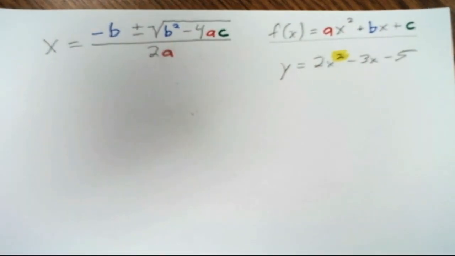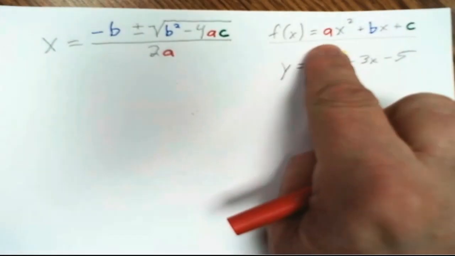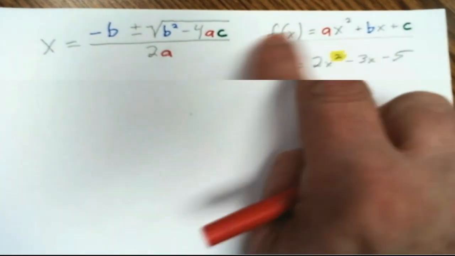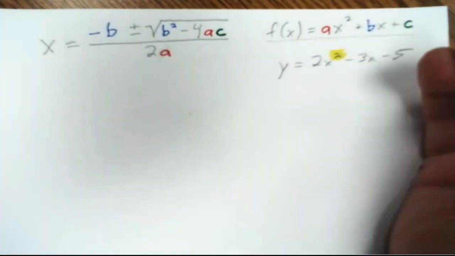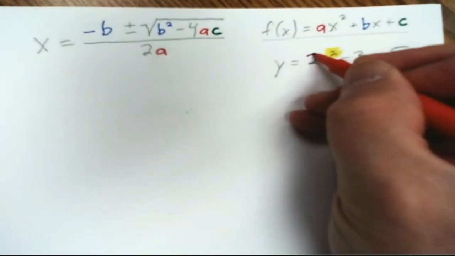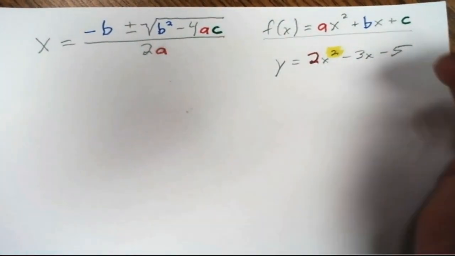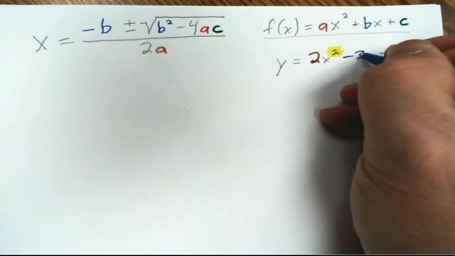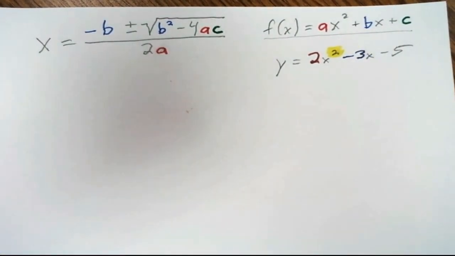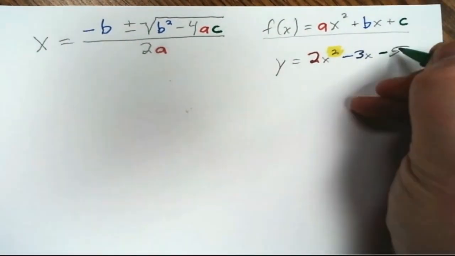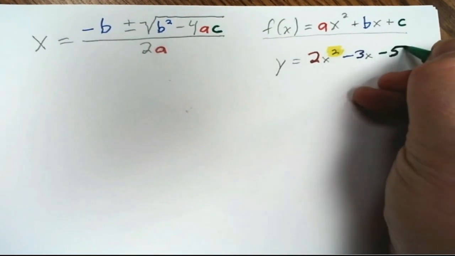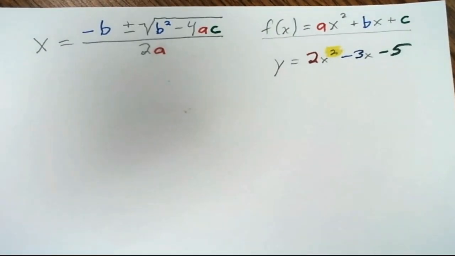So let's see. I've color-coded this for a reason, because we have to use the coefficients in the quadratic formula. So make the red 2, because that's our a. We have a negative. Don't forget the negative goes with the b. And the negative is going to go with the c also. So negative 5. So let's work this and see how this works.